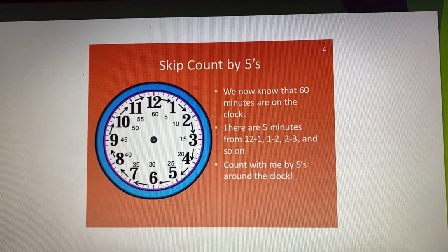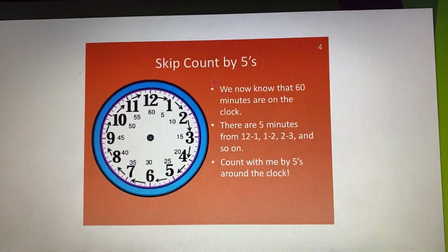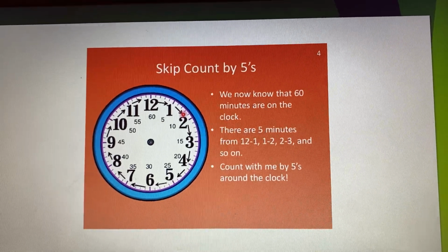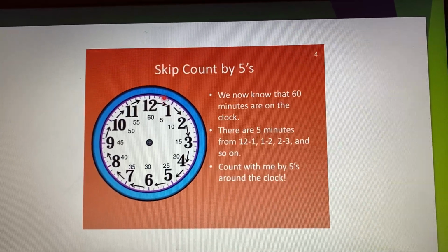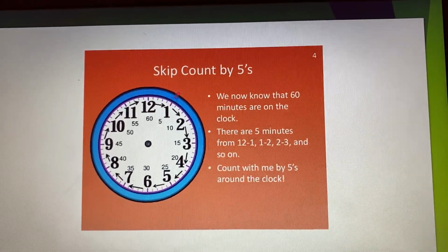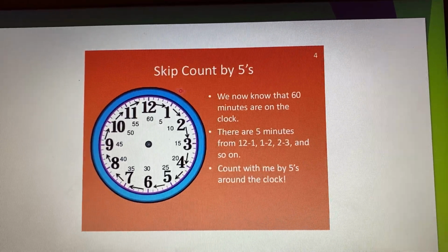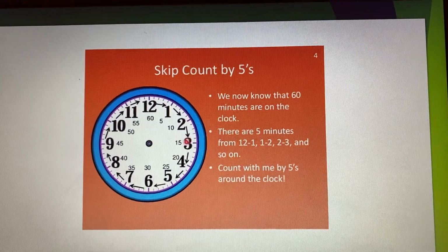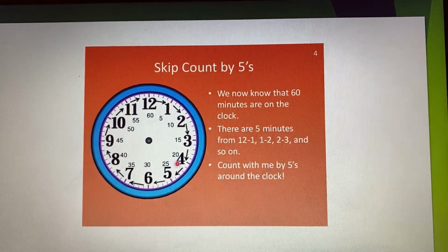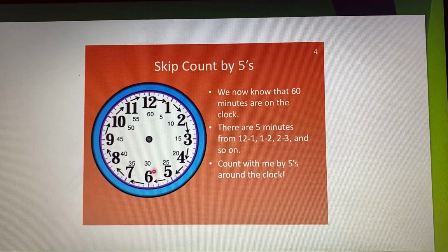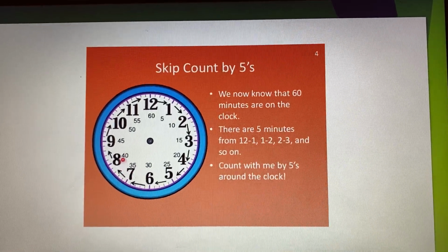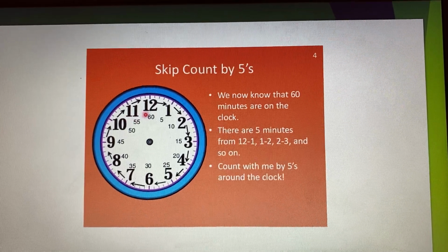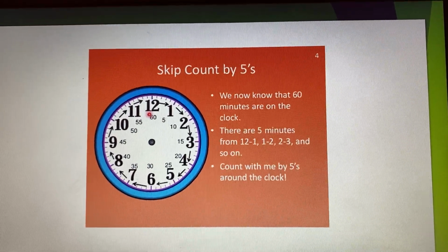Now, skip count by fives. Why? If I want to find the minutes, I'm going to skip count by 5. So we always start with 1 by 5. 5, 10, 15, 20, 25, 30, 35, 40, 45, 50, 55, and 60 on 12.